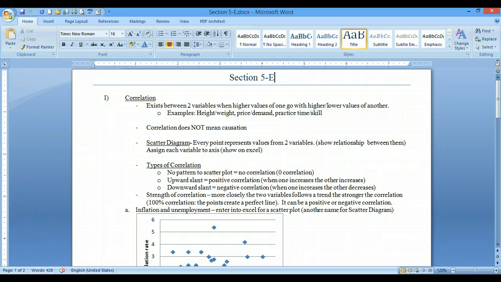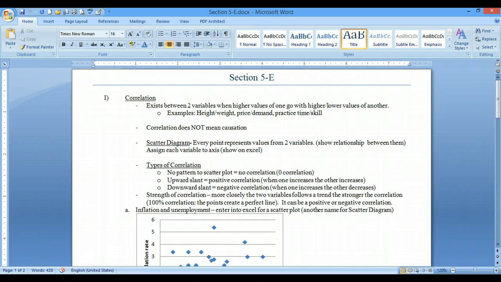Section 5E, Roman numeral 1, we're talking about correlation. Correlation exists between two variables when higher values of one thing go with higher or lower values of another. Examples: height and weight, price and demand, or practice time and skill. Correlation does not mean causation.